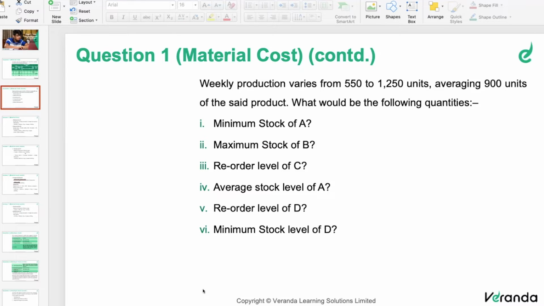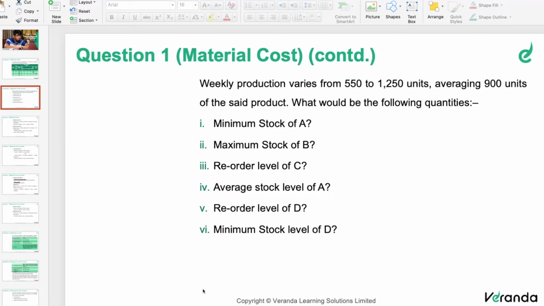Then the formula for minimum level: reorder level minus average usage into average lead time. Repeat all of you. Okay. Then the formula for average level is minimum level plus maximum level divided by 2. Simple average only.